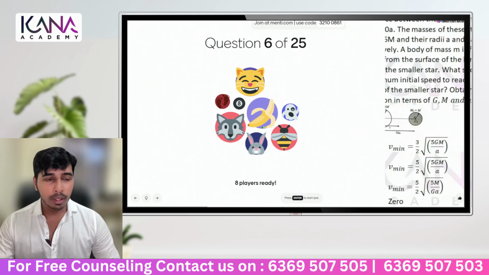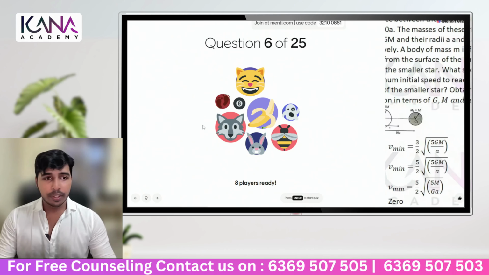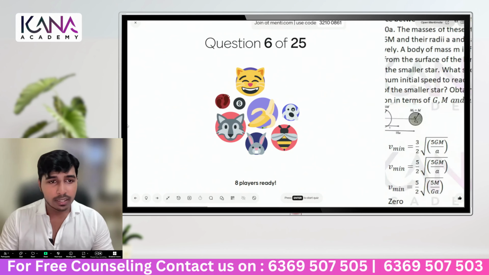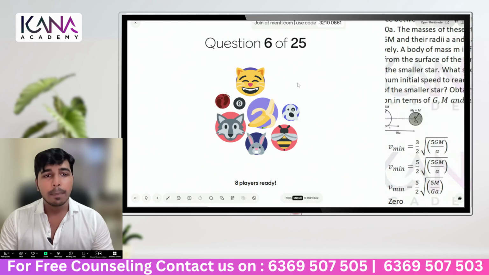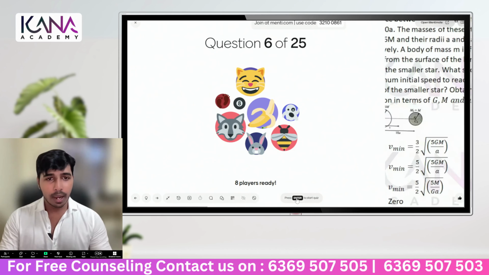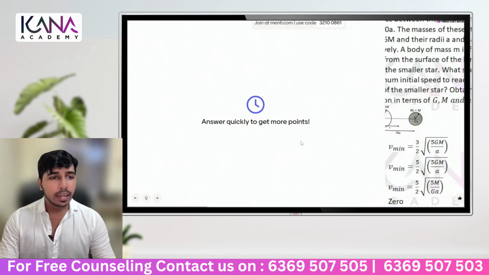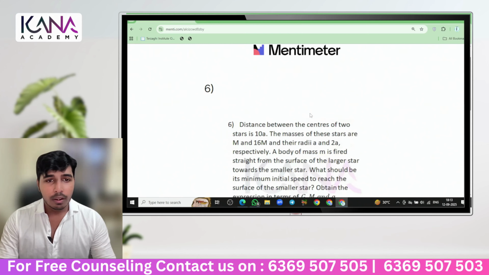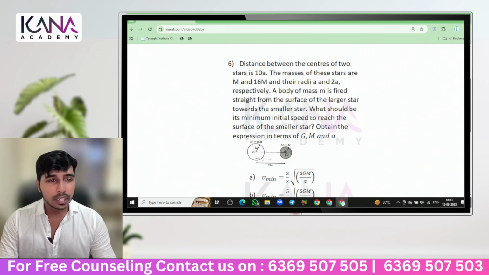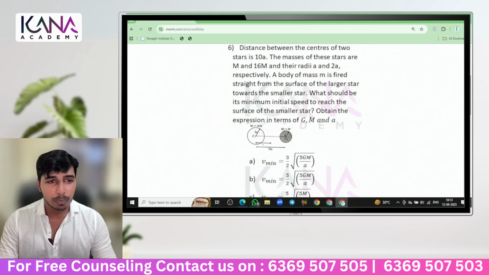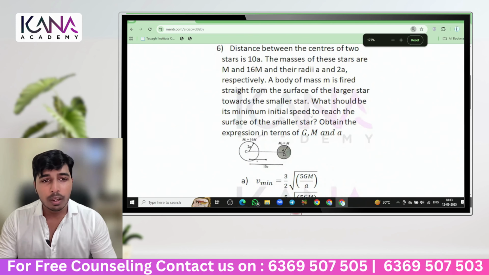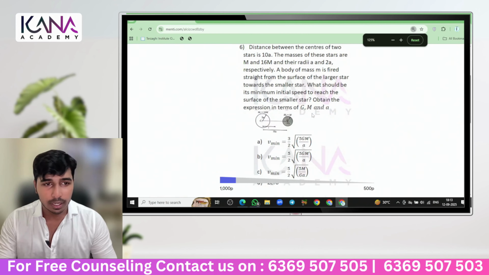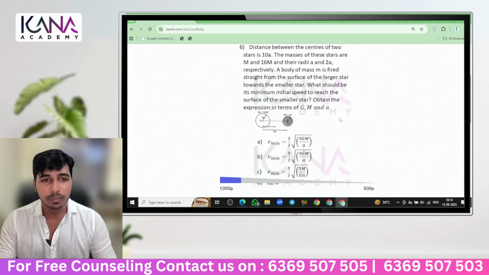Sixth question. Okay, the distance between the centers of two stars is 10A. The masses of these stars are M and 16M, and the radii are A and 2A respectively. A body of mass m is fired from the surface of the larger star towards the smaller star. What should be its minimum initial speed to reach the surface of the smaller star? Obtain the expression in terms of G, M, and A. Okay, the options are below.